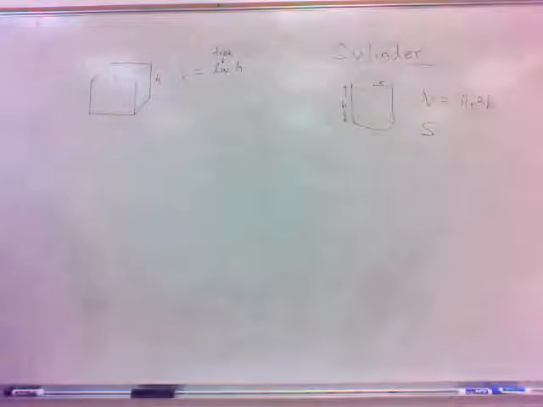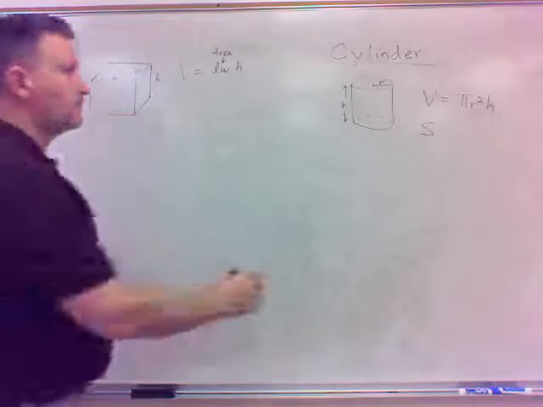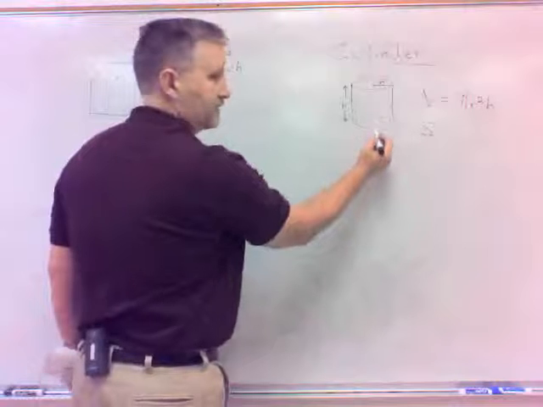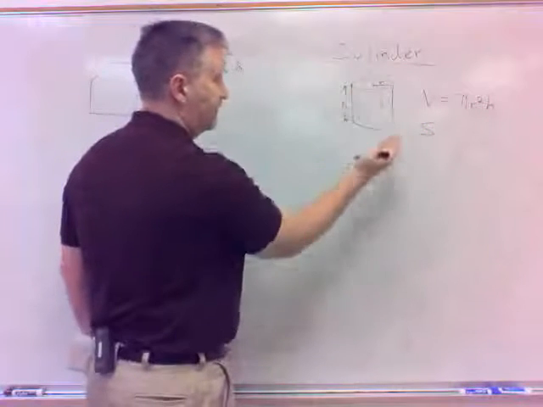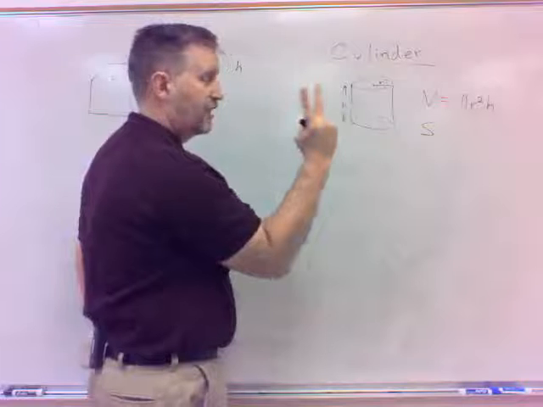Let's talk surface area for the cylinder. Two of the surfaces are easy enough. The top and the bottom are circles. Area of a circle, pi r squared. So I've got a pi r squared here, and on the bottom, I've got a pi r squared. I've got 2 pi r squared on it.